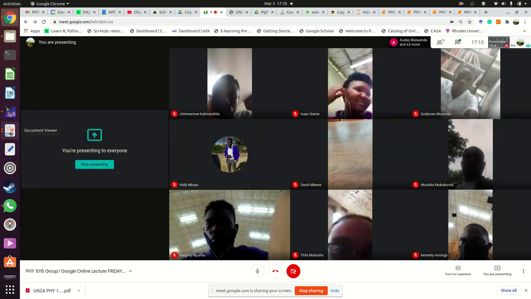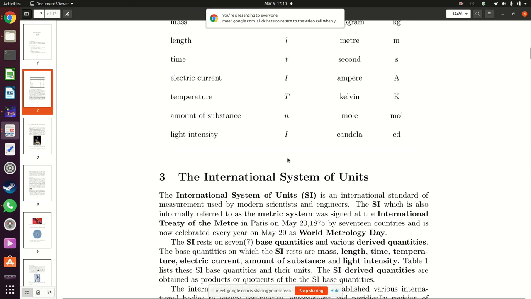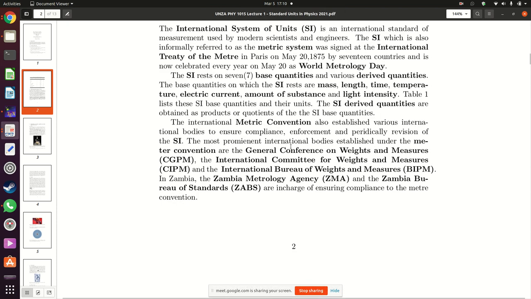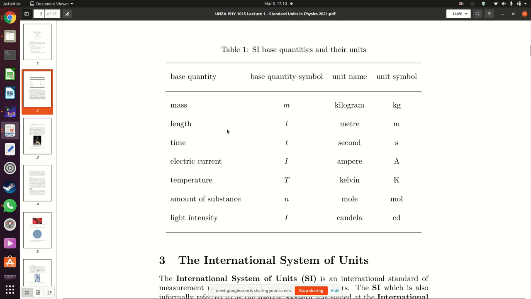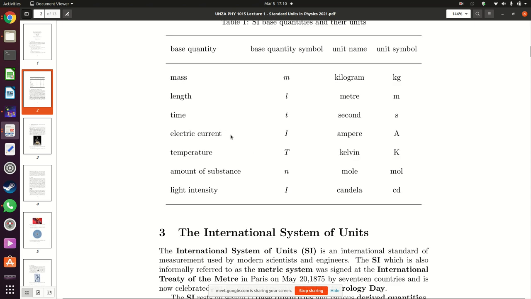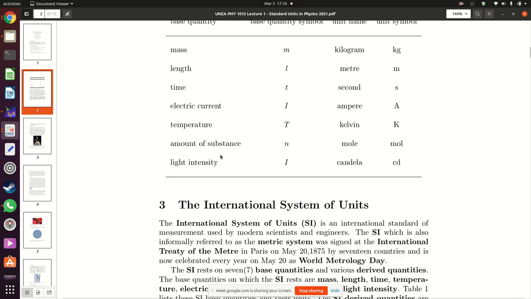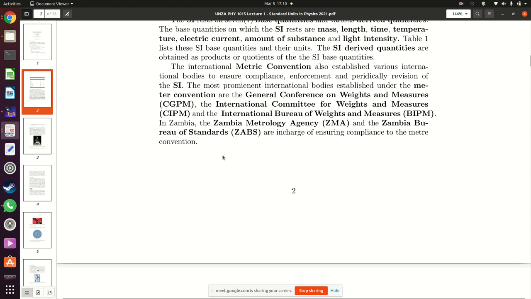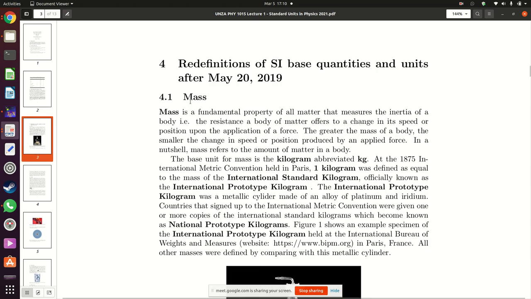For now, the task really is to get to the same page. What do we mean by mass? What do we mean by length? What do you mean by time, electric current, temperature, amount of substance, and light intensity? We all want to be on the same page about what we mean by these. Clearly, as I found out yesterday, people have got different opinions or knowledge about all these things. So that's what we want to get to, so that we are all on the same page as we start this course.